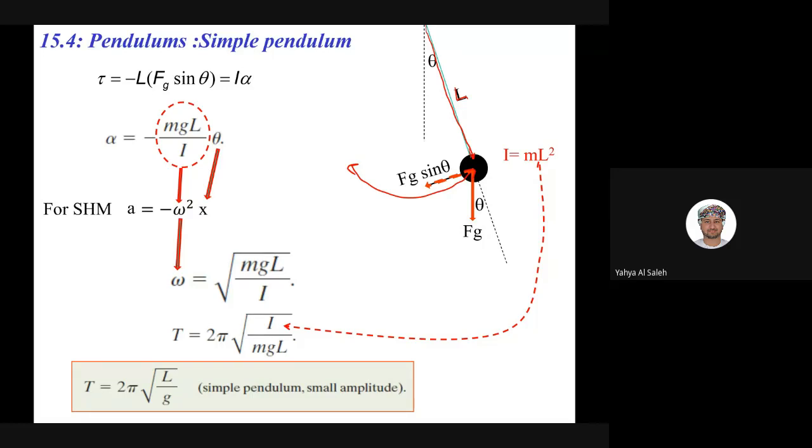In simple harmonic motion, we know a is equal to minus omega squared x. And that means I can express omega as square root of mgL over I. Omega is equal to 2 pi over T. So my time period will end up being, once I take all the mess out, 2 pi square root L over g.